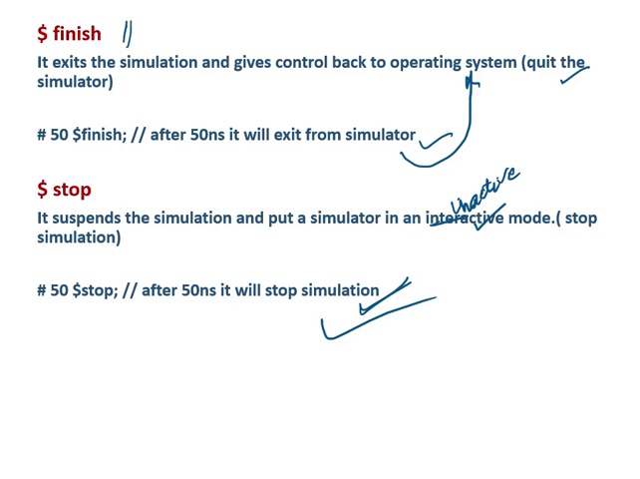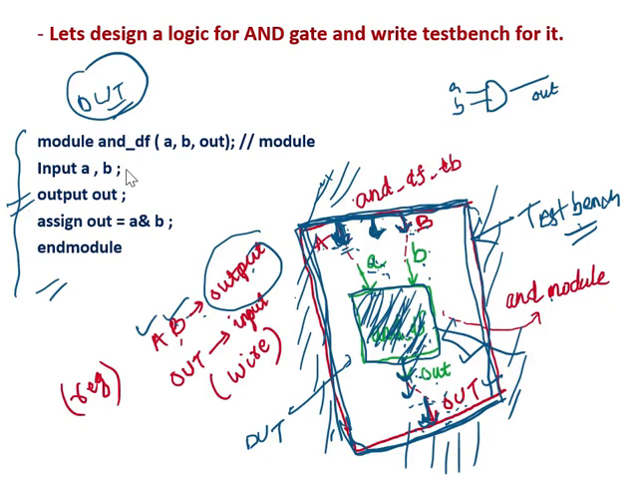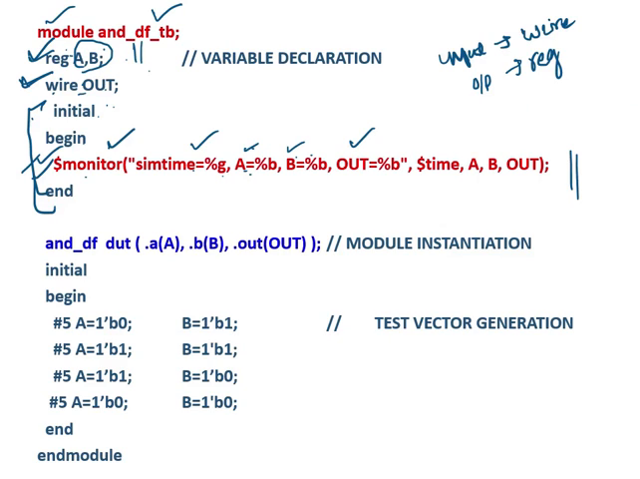So see, what is the name of our module? This is and_df. You should not change this one. Once your module name is set, you should not change it in the test bench. So and_df means here also it is and_df. This is user defined. This can be a1, a2, a3, whatever you want. So this is the module name, then your user defined name, then bracket, then semicolon. Inside what we write, dot. Okay, this is called module instantiation.